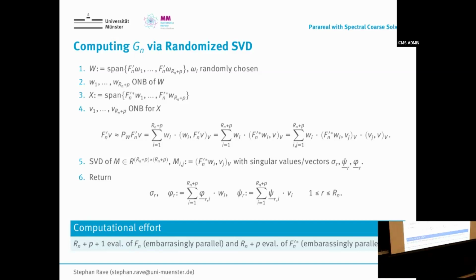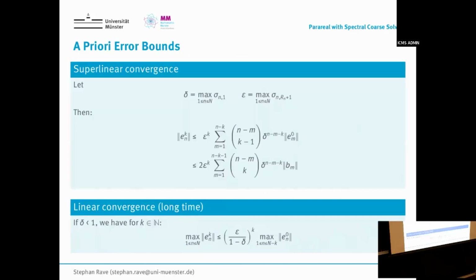And then you have Rn plus P evaluations of the adjoint, and that's it. Yeah, a bit of linear algebra, but this is cheap compared to the evaluations of the fine solver. And then you can do error analysis for Parareal with this Coarse solver, and you get out the standard Parareal estimates you might know if you know the theory.